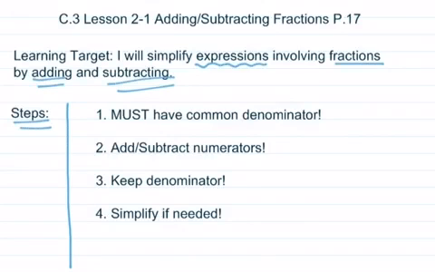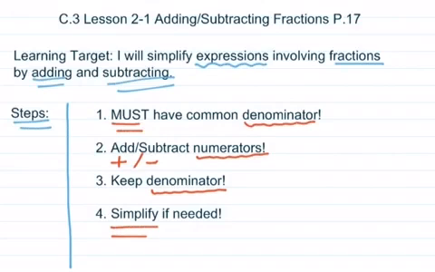So what I'd like you to do is go ahead and set up your Cornell Notes, draw your line vertically on the left side of your paper, and then on the left side you'll write steps, and then go ahead and write the 4 steps for adding and subtracting fractions. So what you guys must remember, you must have a common denominator. All right, so that's the first step. Second step, you're going to add and subtract your numerators. Third step, you'll keep your denominator. And then last, if you need to, you will simplify. Okay, so these are the basic 4 steps for adding and subtracting fractions.